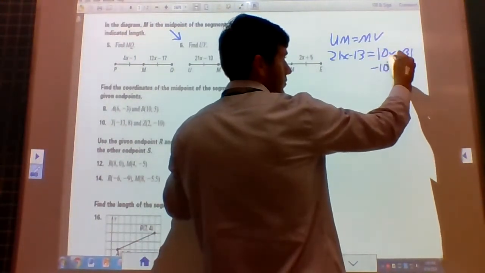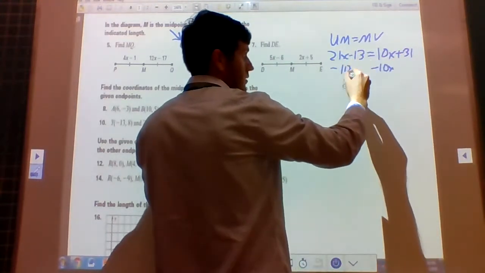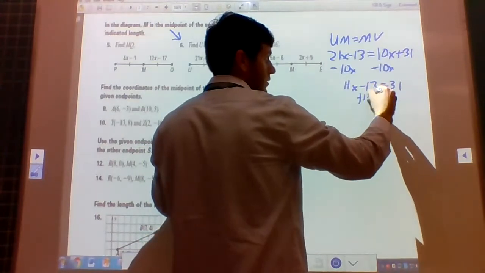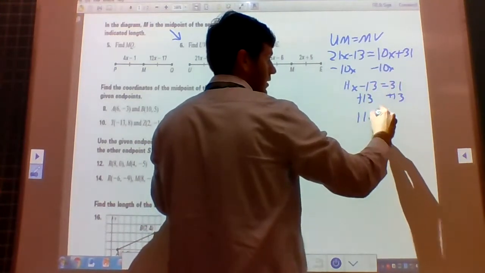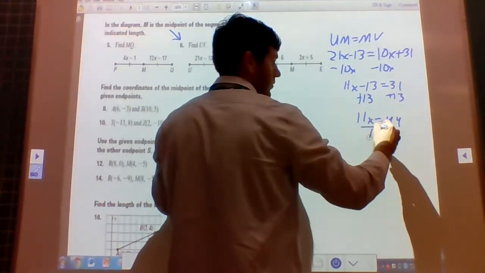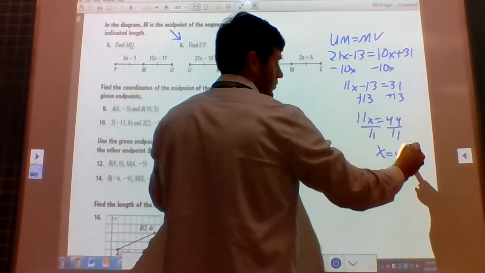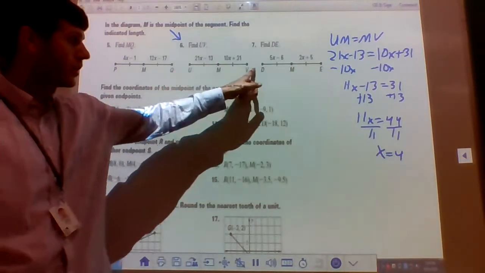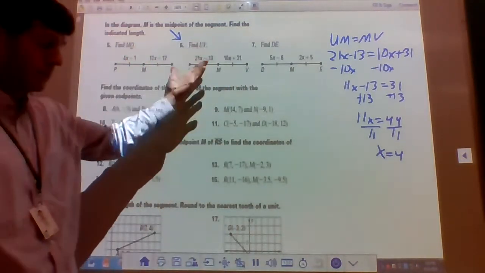Okay, subtract 10x from both sides. It's 11x minus 13 equals 31. We add 13. We get 11x equals 44, divided by 11. X equals 4. We want to find UV, which is the whole thing.